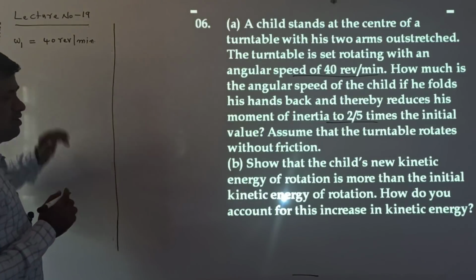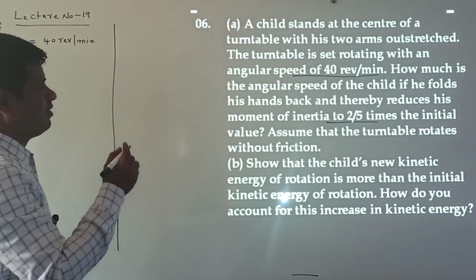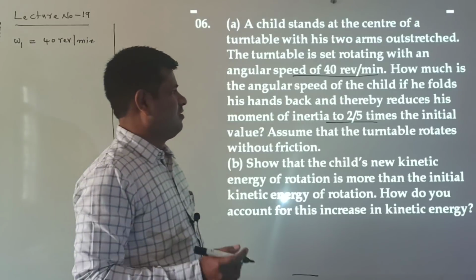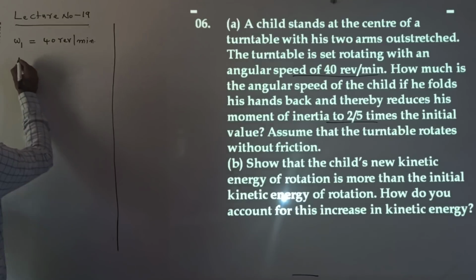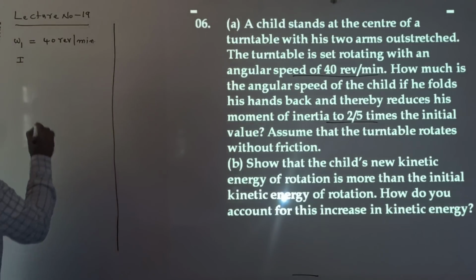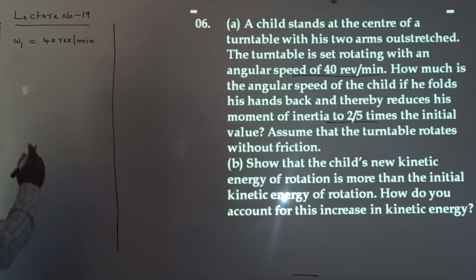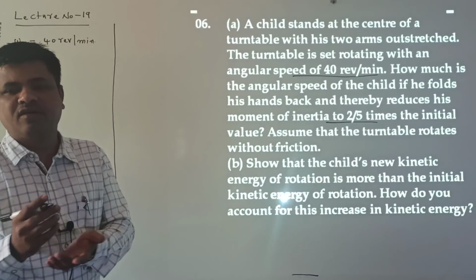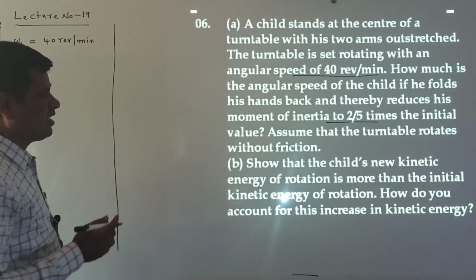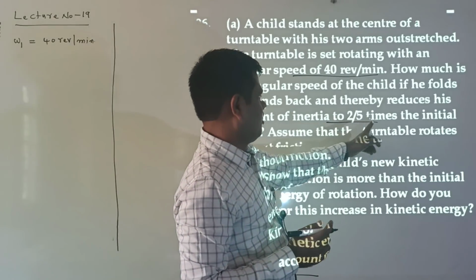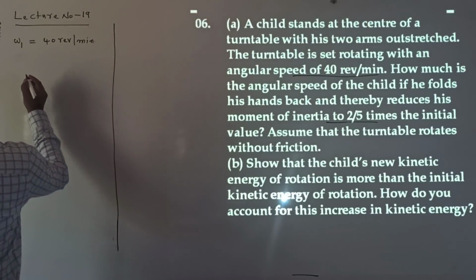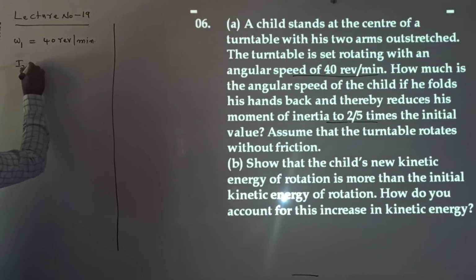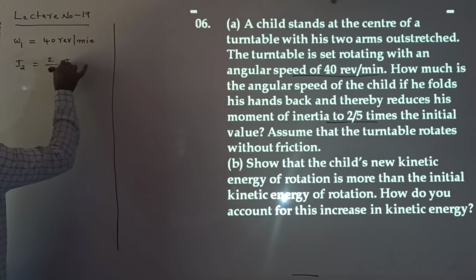Now, omega 1 is 40 revolutions per minute. When the hands are stretched, the angular velocity is 40 revolutions per minute. The initial moment of inertia I consider as I1. This I1 value decreases to 2/5 times, which means I2 is equal to 2/5 times I1.